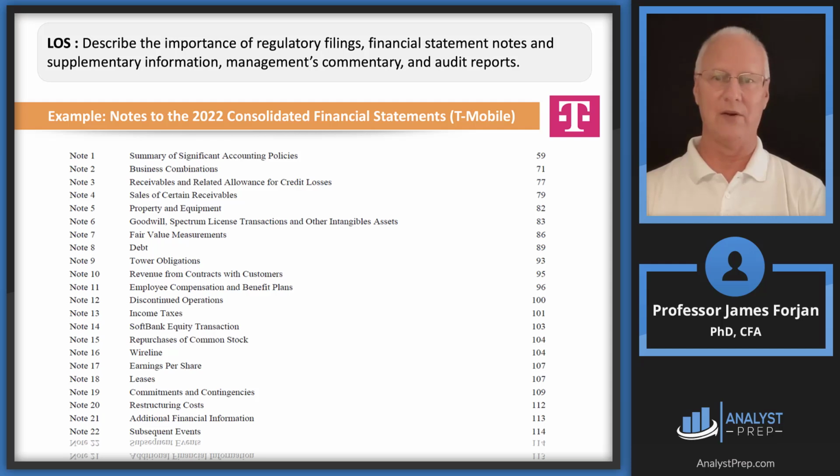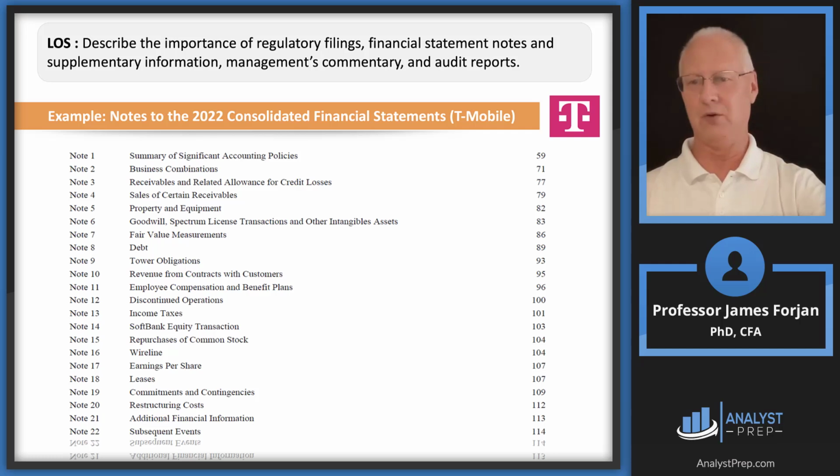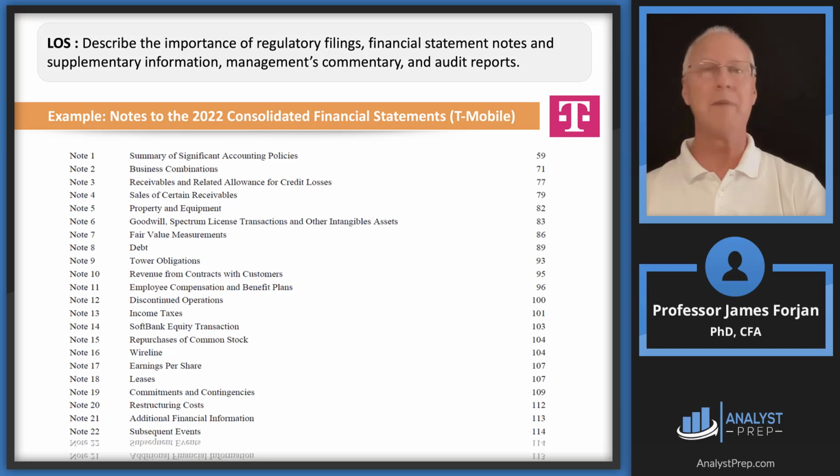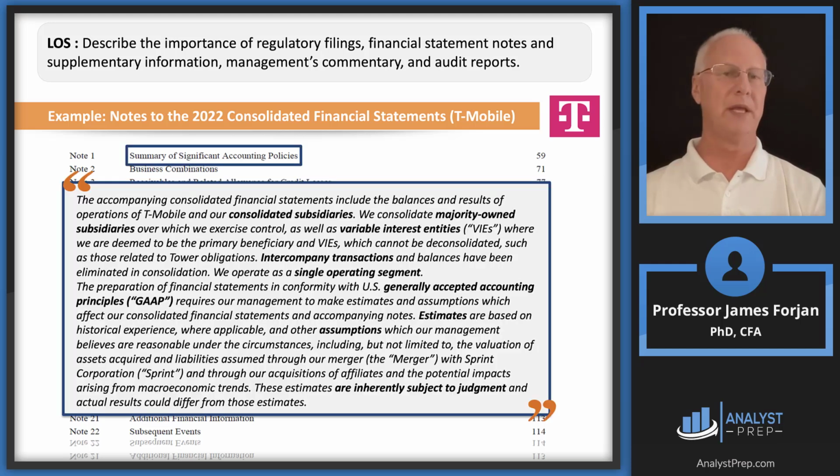Here's just a quick slide on T-Mobile's notes. So look, we have note 1, note 2, all the way down to note 10,000, and there's a page reference over there. So look, there are notes on things like receivables, fair value measurements, obligations, employee compensation and benefit plans, income taxes, earnings per share, leases, restructuring. All kinds of notes, almost every line on the balance sheet and the income statement could have an accompanying note. And here's some commentary on these notes.